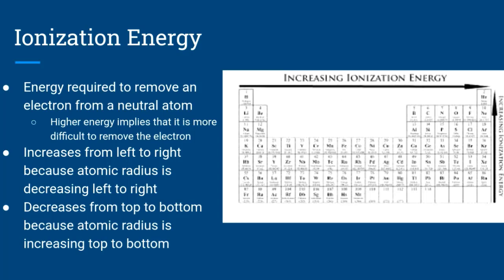And you can use that same atomic radius concept to rationalize why ionization energy increases as you go up the periodic table. As you go up, there are fewer shells, so the valence electrons are closer towards the nucleus. The nucleus has a stronger hold on the electron, so it takes more energy to remove an electron. Cool.